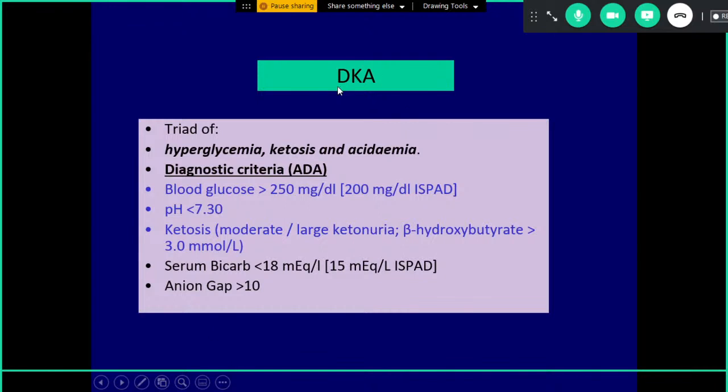So each of these three letters, D, K, and A, have relevance because they represent a triad of hyperglycemia, which is D, ketosis, which is K, and acidosis or acidemia, which is A. So to have a diagnosis of diabetic ketoacidosis, you need a blood glucose of more than 250, you need a pH of less than 7.3, and you need ketosis, which could be either ketonuria or a plasma ketone, because you now have point of care devices which measure beta hydroxybutyrate levels. A beta hydroxybutyrate level of more than 3 millimoles per liter is consistent with ketosis. Anything between 1.5 and 3 is highly suggestive. To support a diagnosis of acidosis, there is also a low serum bicarbonate, less than 18 milliequivalents per liter. Some people say less than 15 milliequivalents per liter.